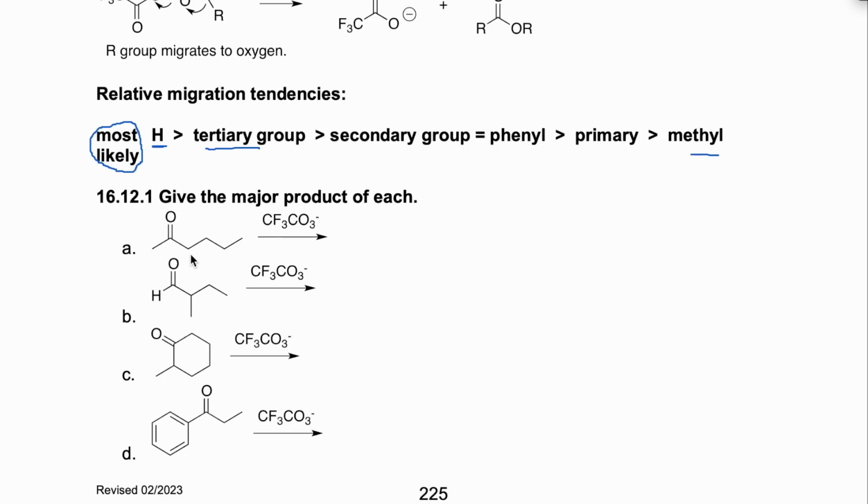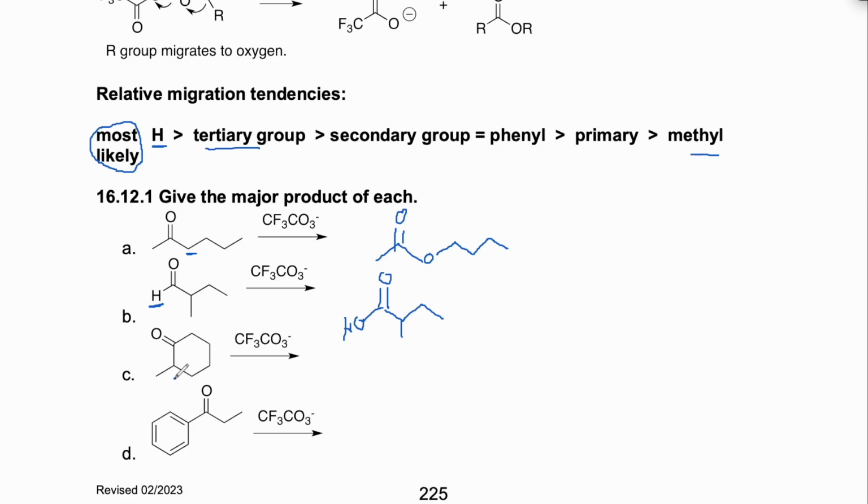We're going to have this group migrate instead. So that's the side that gets the oxygen inserted. Here we have the hydrogen is going to be most likely to migrate because we're going to make the carboxylic acid instead of the aldehyde. The rest stays the same.